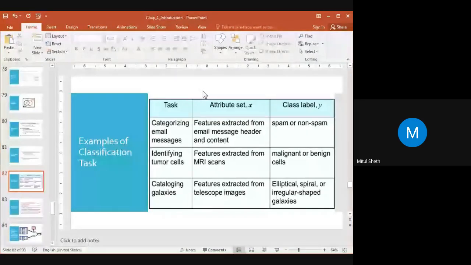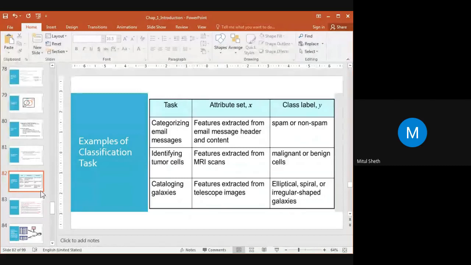Same way, if you have different images, okay, sent from some satellite, and if you want to categorize those images, at that time you can use the classification model. You just need to provide the images to your classification model, and based on your classification model it provides you the result. Okay, so this is a real-time example of a classification task.